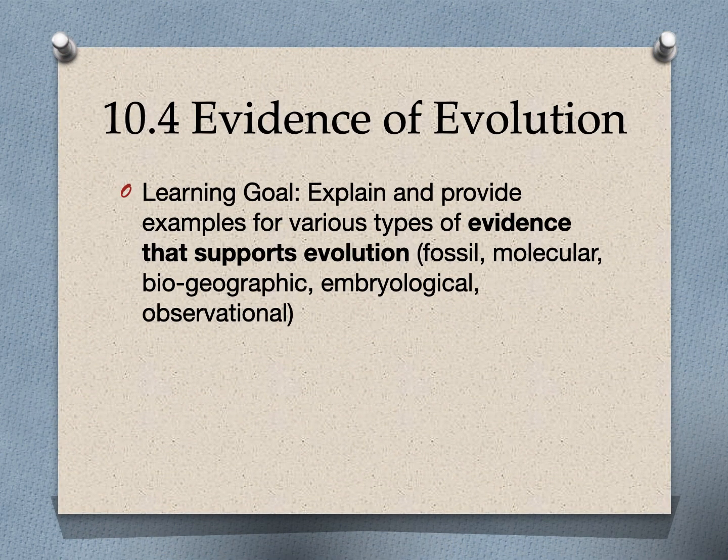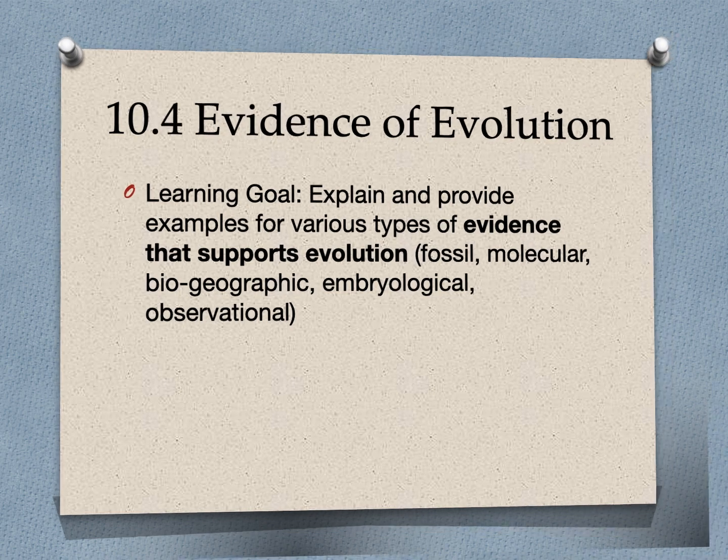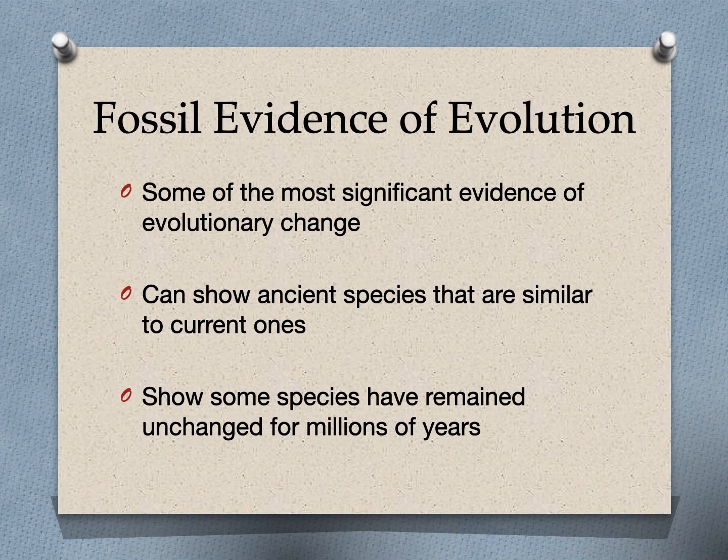And we're going to talk about evidence of evolution, which includes fossil, molecular, biogeographic, embryological, and various observational clues. First, the fossil evidence of evolution shows some of the most significant evidence of evolutionary change. And we can compare fossils and show that ancient species have some similarities to current ones. And we can also show that some species have remained unchanged for millions of years.